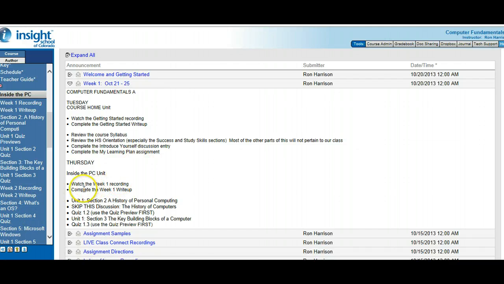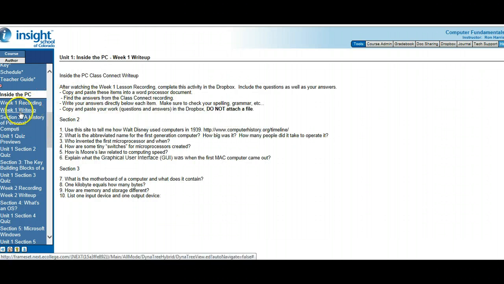So this is going to be the recording for Week 1 to help you with this write-up, and this is going to cover the history of personal computers. You're going to skip this discussion, then there's a quiz, then the key building blocks of a computer. So that's what this recording is going to cover. This will be a pretty quick one. The way my recordings go, I'll just go right in and look at the questions. So here I am, the Week 1 write-up.